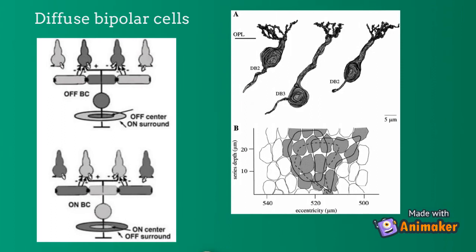Diffuse bipolar cells have a large soma and their receptive field can take input from more than one photoreceptor, formed from 5 to 10 cones. They also have more extensive dendritic trees.